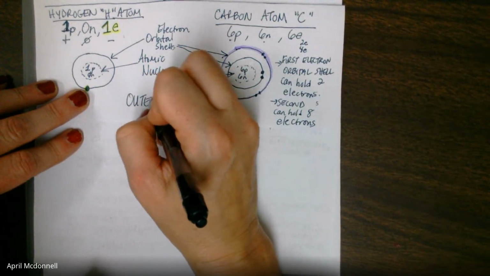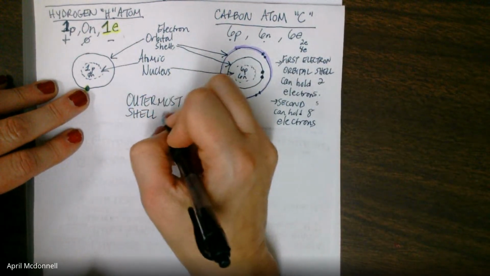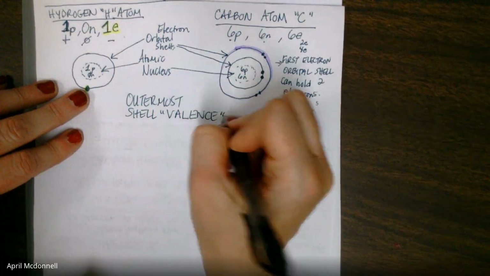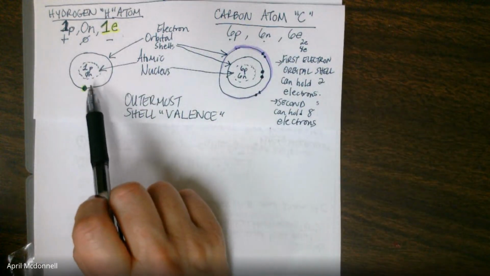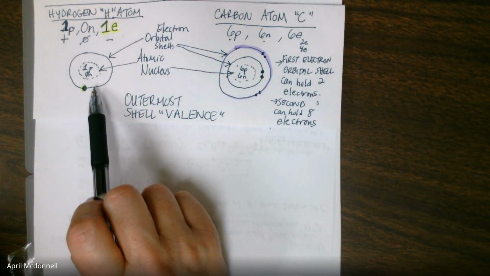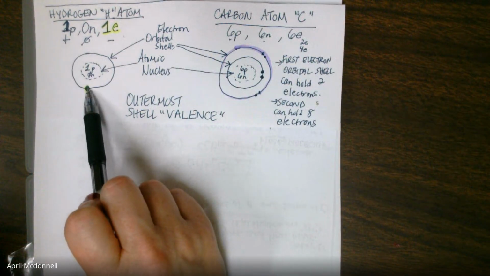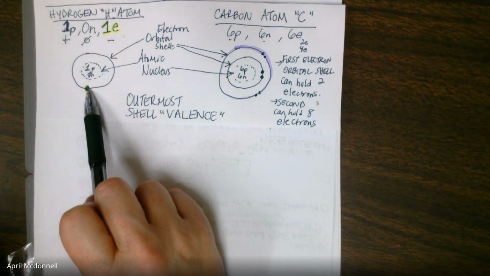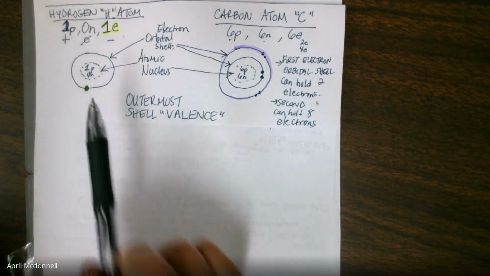The outermost shell of an atom is called the valence shell. So the valence shell, if we refer back to the hydrogen atom right here, only has 1 electron. I know there's only 1 electron orbital shell, but since that is the only electron orbital shell, we're going to call that the valence shell. That would be considered the outermost shell.